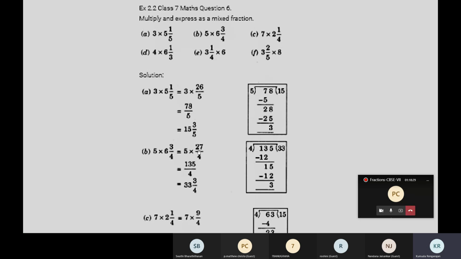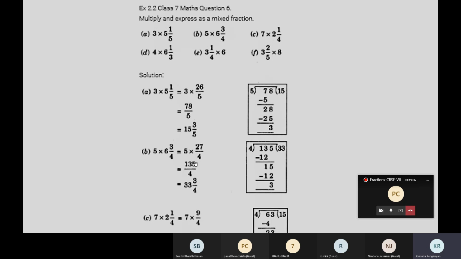See the next one also. 6 3 by 4 is 27 by 4 as an improper fraction. Okay. Now you want to simplify. You want to take a number from the numerator and denominator and simplify. But no, 5 and 4 you cannot divide by any table. 27 and 4, no. Nothing possible. So we'll have to multiply the numerators. That's how multiplication works. We need to multiply the numerators, multiply the denominators. So 5 is 5 by 1, children. Here 27 in the numerator, 4 in the denominator.